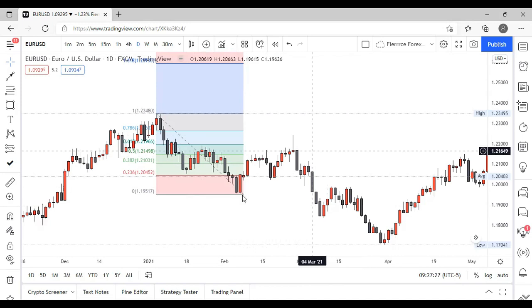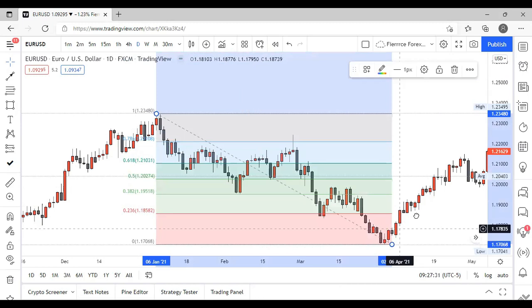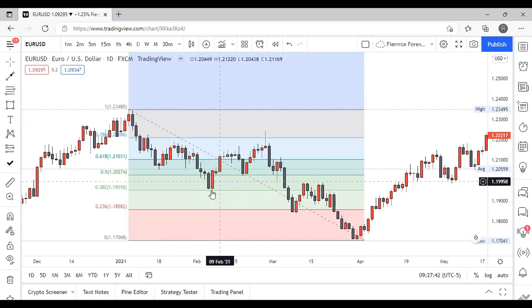Let me drag it to this swing low. What do we see? Again, price rejecting off of the 50% and the 38.2% and then pushing up. So this rejection here, it pushed up and then it continued to the downside.